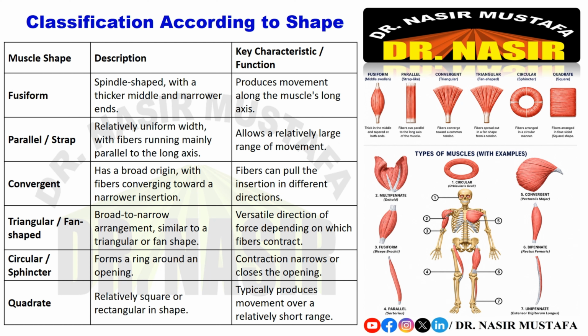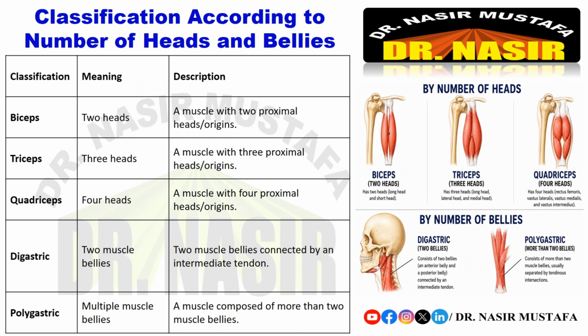A circular muscle, also called a sphincter muscle, forms a ring around an opening. Contraction of the muscle can narrow or close that opening. Finally, a quadrate muscle has a relatively square or rectangular shape. Knowing the shape of a muscle can often help us understand its function and identify it during anatomical examination.